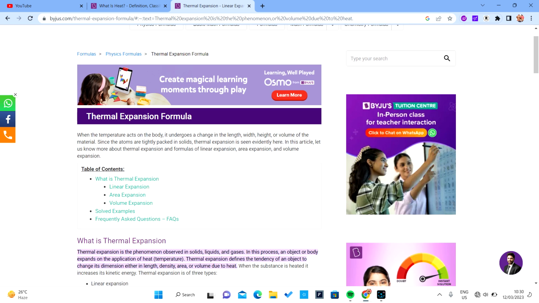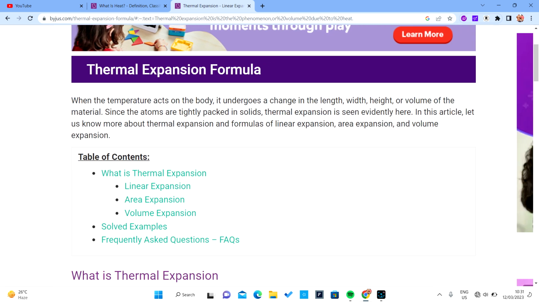So what's thermal expansion? Thermal expansion is when you supply heat to a body, the body tends to expand, because that energy you are transferring to the body sets the particles of that body into motion, so that the particles tend to separate from one another. They have more energy now to depart from one another, and when they depart from one another, they are expanding. So that's thermal expansion.